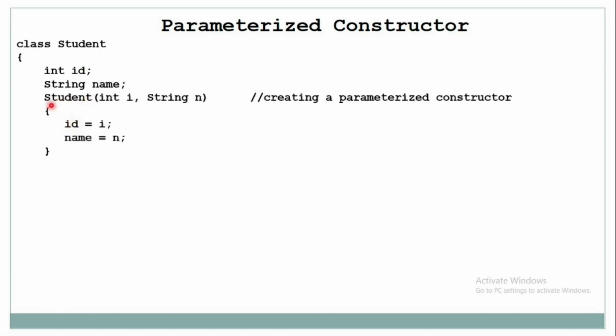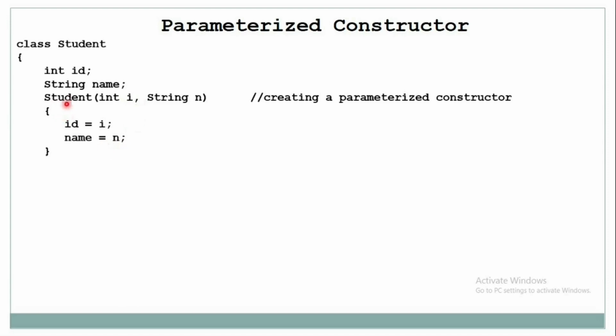Here is one more example of parameterized constructor. Student is the class name, and student ID and student name here are the instance variables. Now let me create a constructor with the name Student. This is a constructor which has 2 parameters, that is i and n are the 2 parameters passed to this constructor, and here I'm initializing this i and n to the instance variables. So here the instance variables are initialized to these values of i and n.